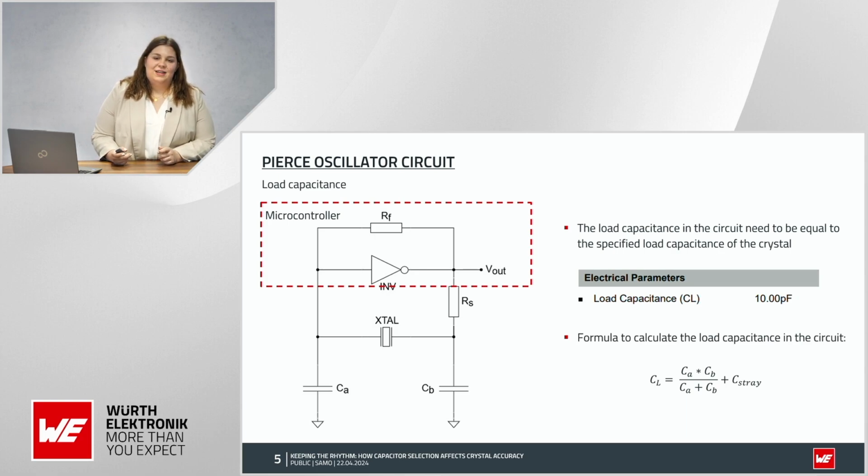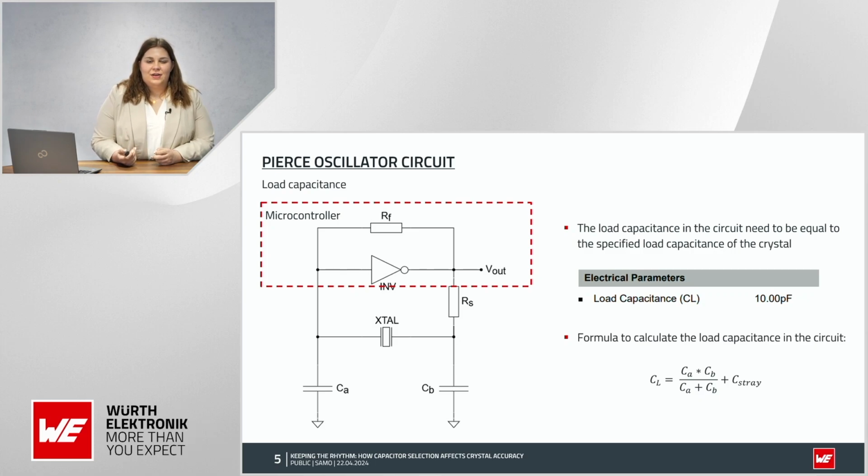In every datasheet of a crystal, you will find information about the load capacitance. So for example, in this case, 10 picofarad. But what does this mean? This means the whole capacitance that the crystal sees in a circuit. So every capacitance in this circuit here needs to be equal to 10 picofarads. If it's higher or lower, that will cause your frequency to shift and maybe go out of specification.